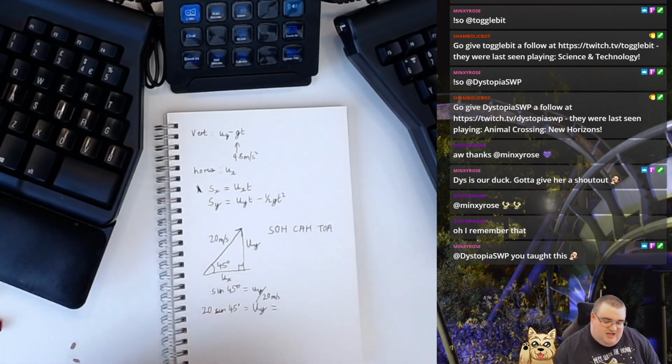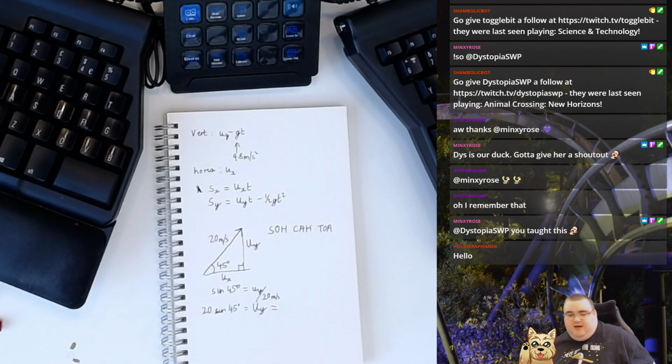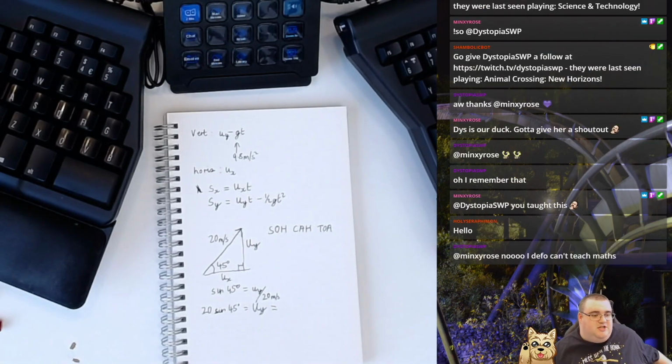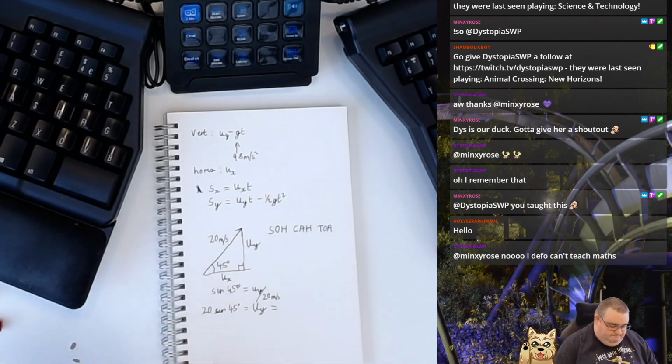I can't remember exactly what it is, so what we do is we get our calculators out. Hi there, Holy Seraphimon, how are you doing? Welcome on in. Dis taught this, apparently. I would expect Dis to have taught English more than likely. 20 lots of sine of 45 degrees. Let's just grab a random calculator. That one will do if it's got power.